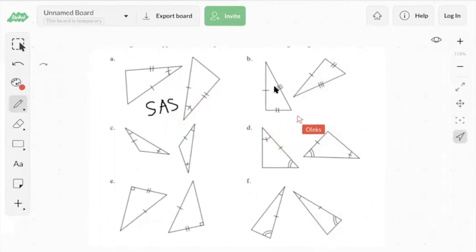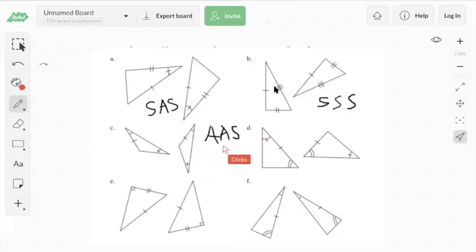Now let's look at B. So we see that there's three pairs of sides that are equal. So we can just say right away that this is SSS congruency. Now here we have two angles that are the same and then a side after them. So this is AAS. So this is also congruent.